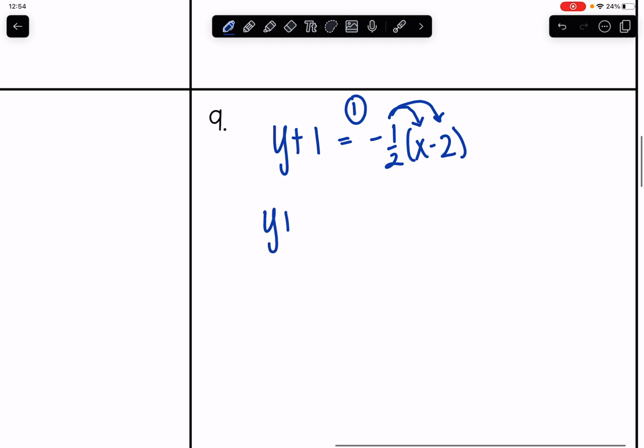So I'm not changing the y plus 1 equals, but I'm going to multiply. So negative 1/2 times x is negative 1/2 x, and negative 1/2 times negative 2. We can type that in.